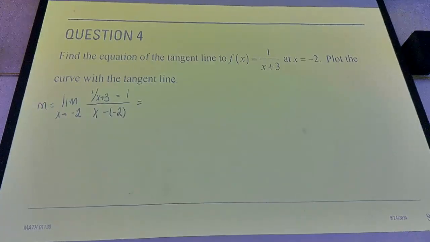Do we have a common denominator? We do. What is it? This one is easy. It's just x plus 3. We only have one denominator. So we're going to multiply numerator and denominator by x plus 3.